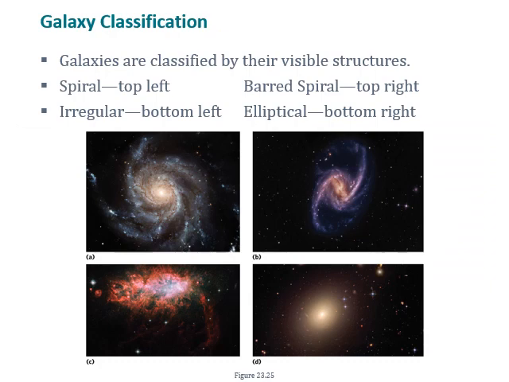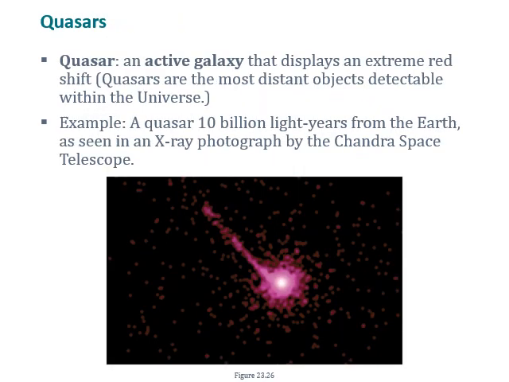Galaxies are classified by their visible structures. There are spiral galaxies, barred spiral galaxies, irregular galaxies, and elliptical galaxies. A quasar is an active galaxy that displays an extreme redshift, which means that it is one of the most distant objects detectable within the universe. This example shows a quasar 10 billion light-years from the Earth, as seen in an X-ray photograph from the Chandra Space Telescope.